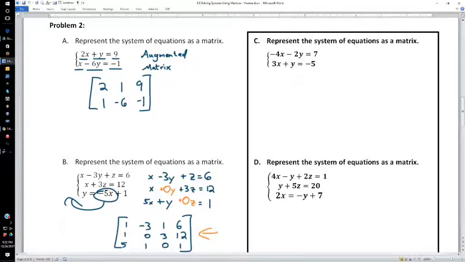Pause the video. We're using the honor system. Pause the video and see if you can try C and D real quick. Did you pause the video? If you didn't, shame on you. If you did, great. This is what you should have gotten.